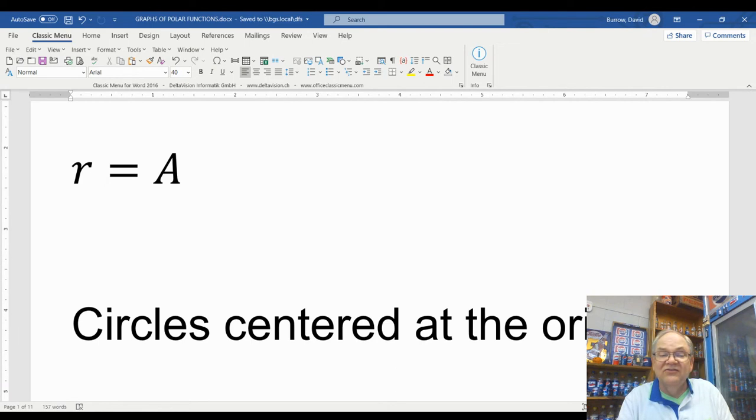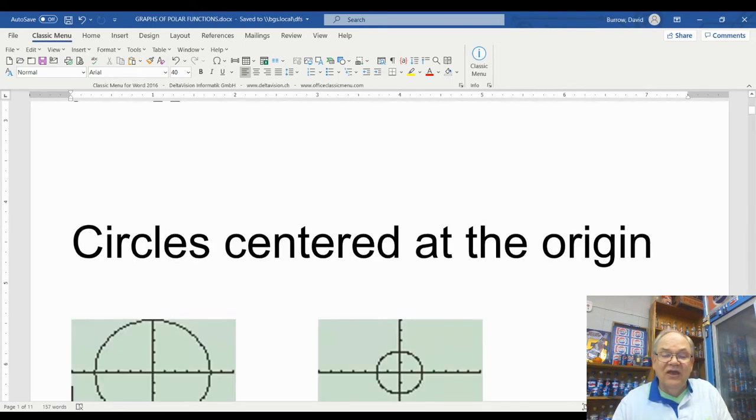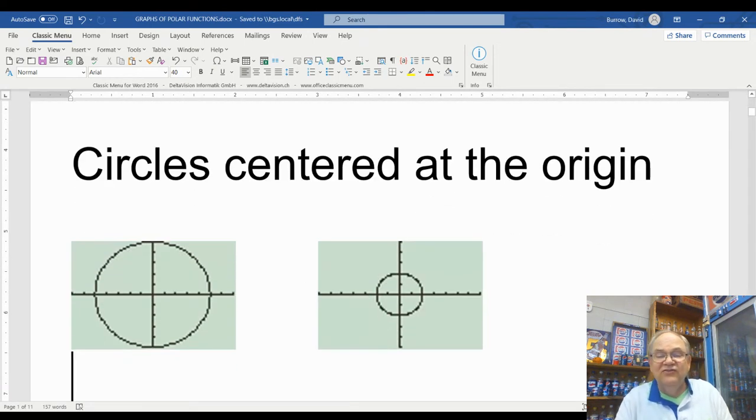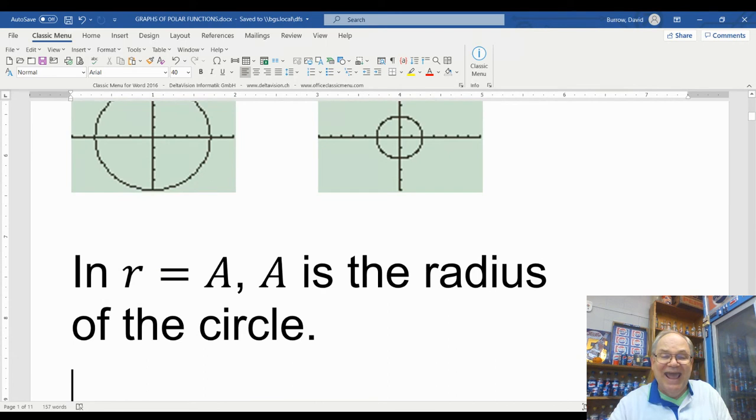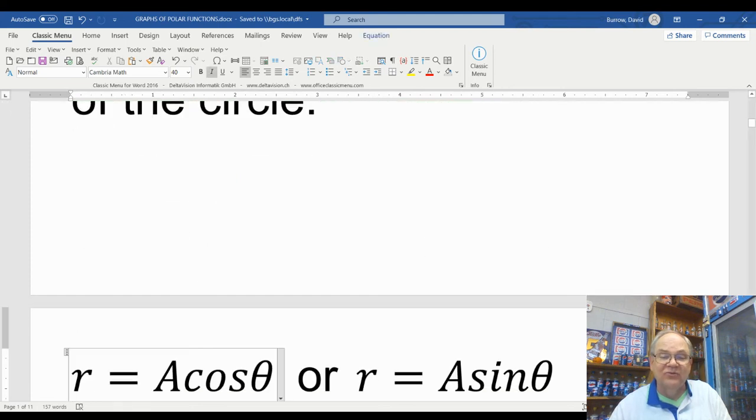When you have an equation that says r equals a, what you get is a circle that's centered at the origin. You get something like these two pictures here. The one on the left happens to be r equals 5, and the one on the right is r equals 2. These are like the circles that made the target on the polar graph paper that you used to graph points earlier. They're all different numbers of units out from the origin. Whatever that number a is, that's always the radius of the circle. So the one on the left has a radius of 5, and the one on the right has a radius of 2.